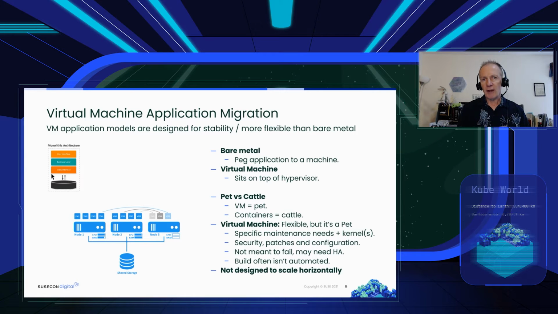And one of the other aspects of pets versus cattle is the notion of being able to scale horizontally. So again, rather than scaling an entire machine from the operating system up, we scale components as they need. So the piece that has the most performance need can scale as it needs to.